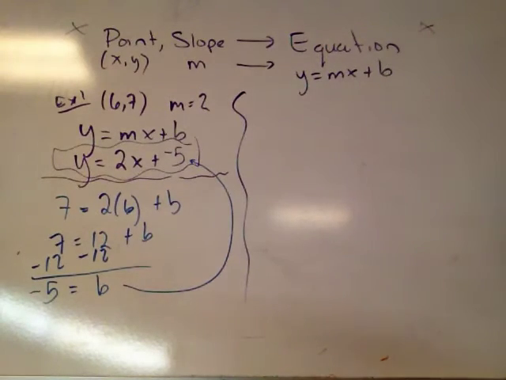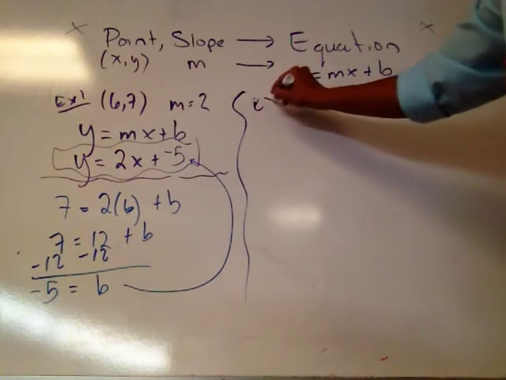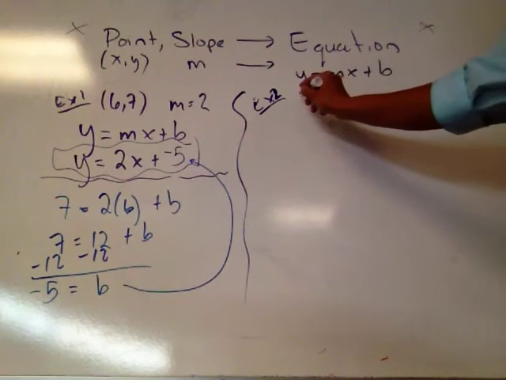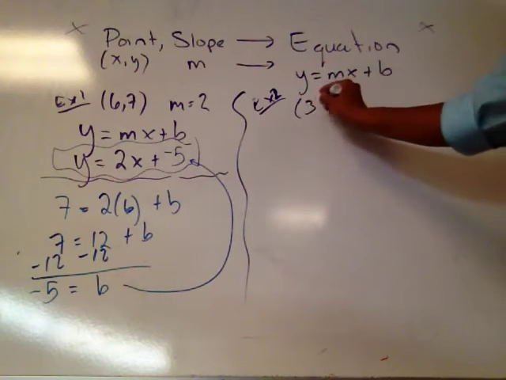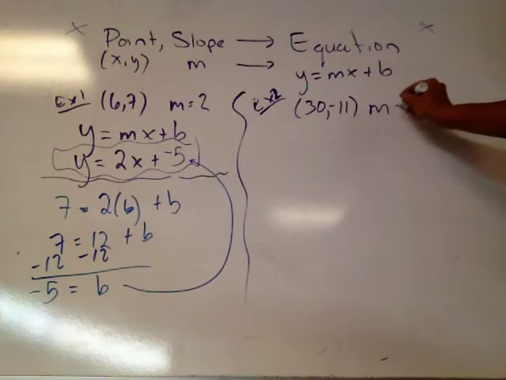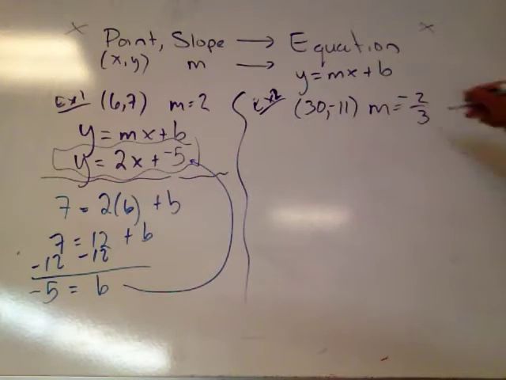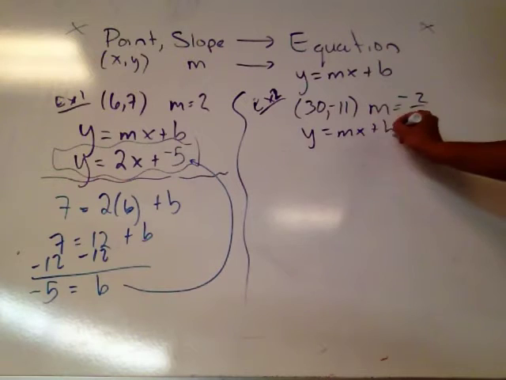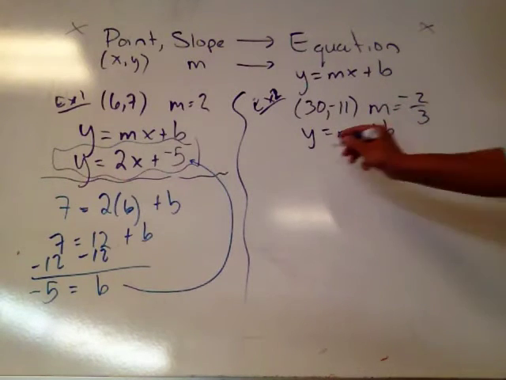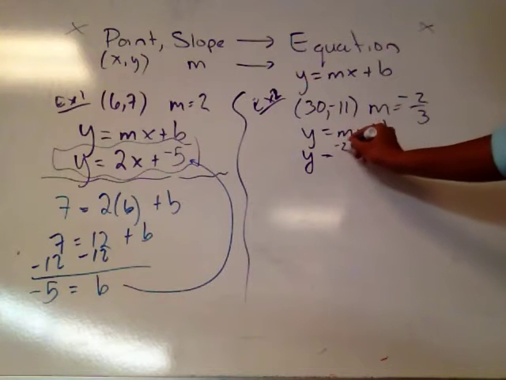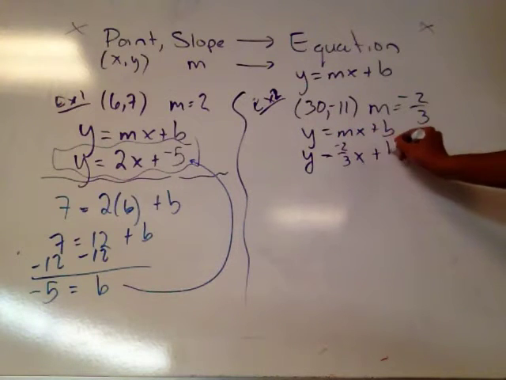All right. Let's take a look at another example. Sometimes we have fractions, but we don't need to be afraid of them. All right, so let's say we've got our point 30 comma negative 11, and our slope, m, equals negative 2/3. Okay, I'm going to do the same thing. I have my equation. I'm going to plug in what I know. I'm going to substitute in what I know of the two things I want, the slope and y-intercept. So that's going to be negative 2/3 x plus b.